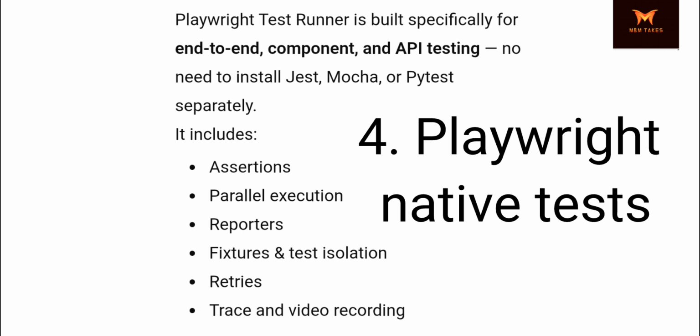The first one is native parallel execution, which we already discussed. Next is built-in auto-wait, which we just discussed, and also retries, timeouts, fixtures, rich HTML reports and trace viewer, cross-browser testing for Chromium, Firefox, WebKit, that is Safari, built-in assertions, and automated screenshots, videos, and trace captures.